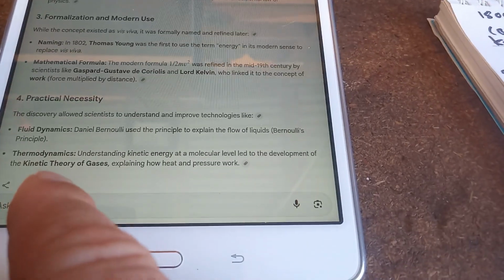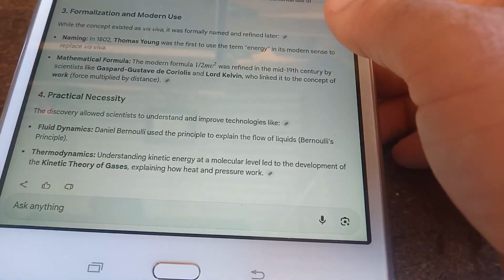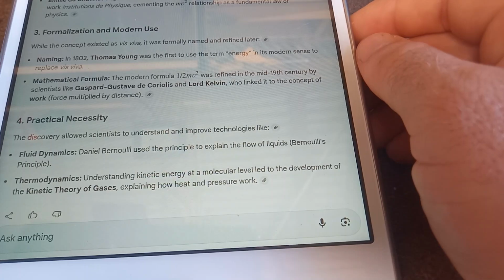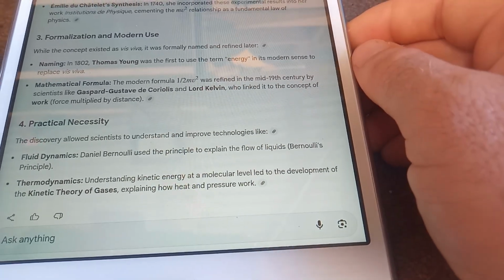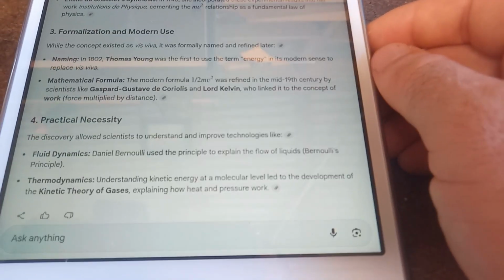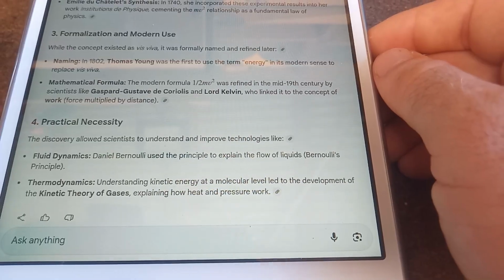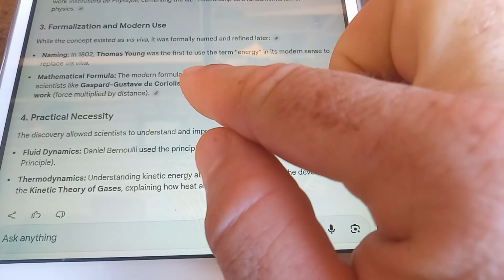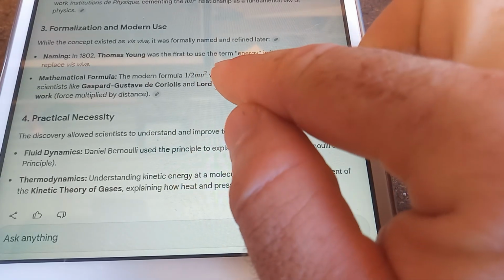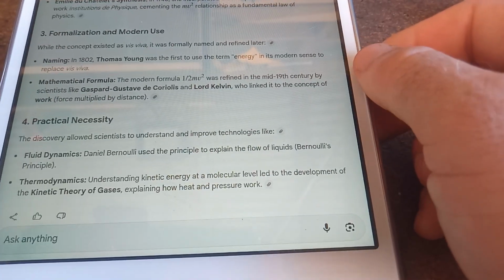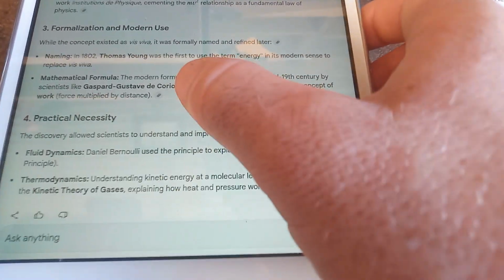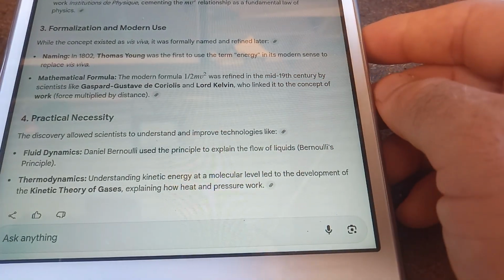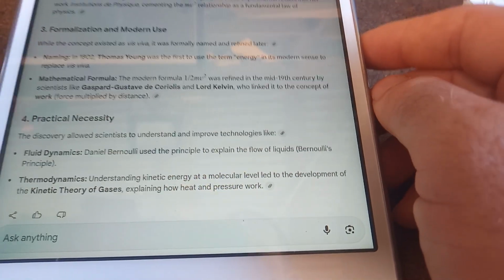So naming. In 1802, Thomas Young was the first to use the term energy in its modern sense to replace vis viva, which was an improvement on momentum. Mathematical formula, the formula half mv squared was refined in the mid-19th century by scientists like Gaspard-Gustave Coriolis and Lord Kelvin, who linked it to the concept of work, force multiplied by distance.